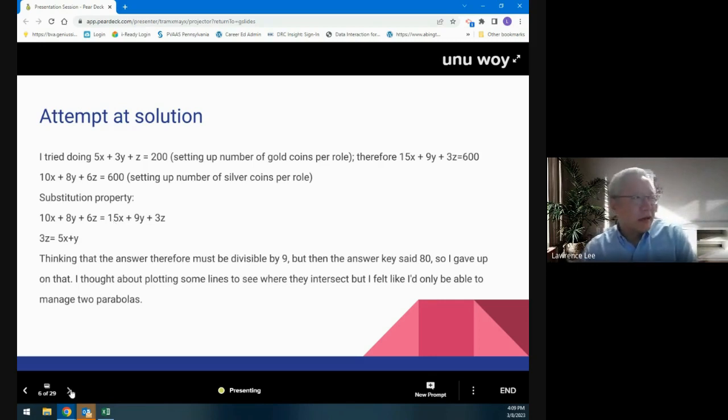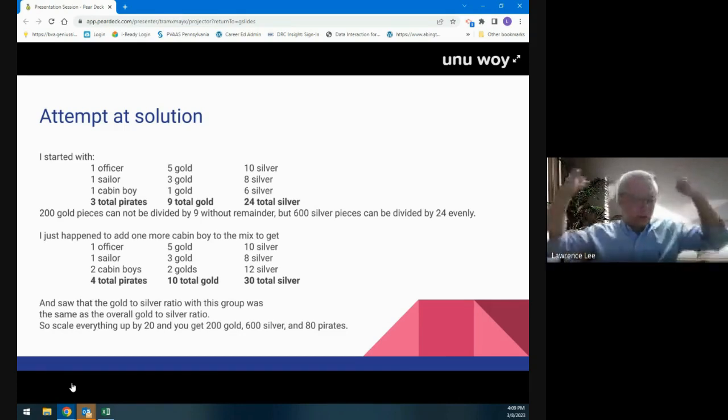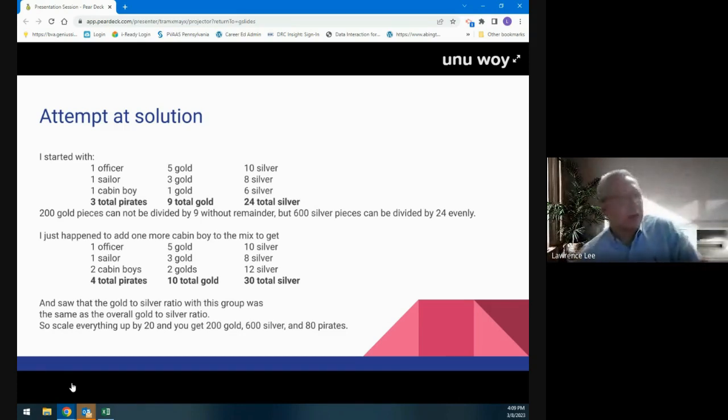So here's another attempt at the solution. If we could take a second and look at this, I said, all right, let me throw all this wealth of mathematical knowledge out the window and start off simple. Start off with 1 officer gets 5 gold and 10 silver, 1 sailor, 3 gold and 8 silver. The cabin boy gets 1 gold and 6 silver. And let's just stop there. That's 3 pirates, 9 gold and 24 silver.